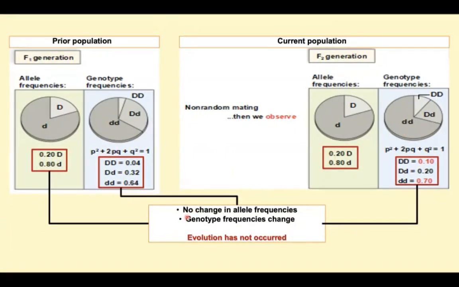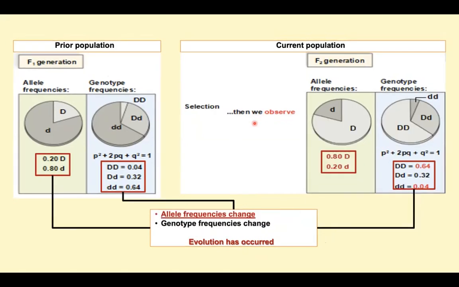So when there is no change in the allelic frequency, but there's a change in the genotype frequency, evolution has not occurred. Kenapa not occurred? Because there is no change in allele frequency, only genotype frequency. So evolution has not occurred. Okay, kalau non-random mating sahaja, tak ada condition lain, evolution has not occurred. Okay, last one, this one.